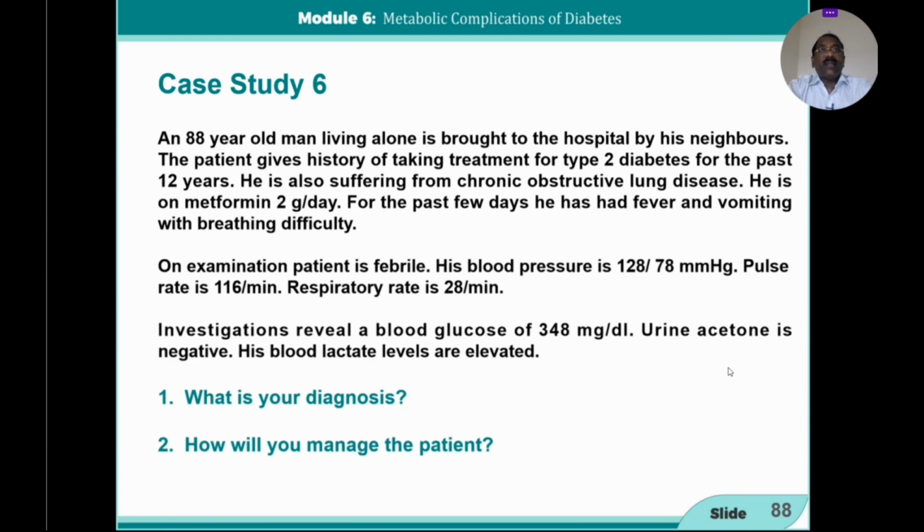So I discussed DKA, we discussed HSS, and also discussed hypoglycemia. This is lactic acidosis. But fortunately, lactic acidosis cases are very rare. I have seen only 2 cases so far. And it has a high mortality, lactic acidosis.